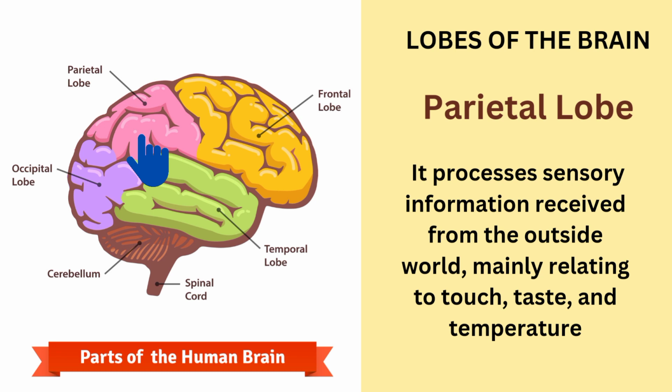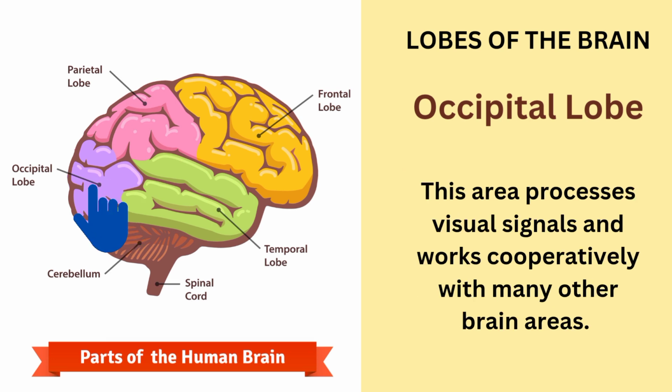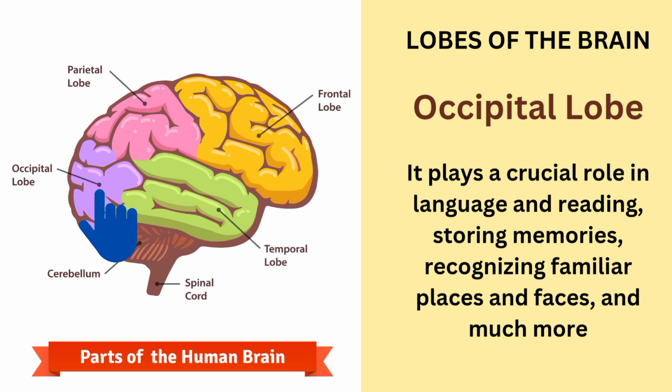It processes sensory information received from the outside world, mainly related to touch, taste, and temperature. Occipital lobe. The occipital lobe sits at the back of your head. Your occipital lobe, the smallest of the lobes, is the visual processing hub of your brain. This area processes visual signals and works cooperatively with many other brain areas. It plays a crucial role in language and reading, storing memories, recognizing familiar places and faces, and much more.